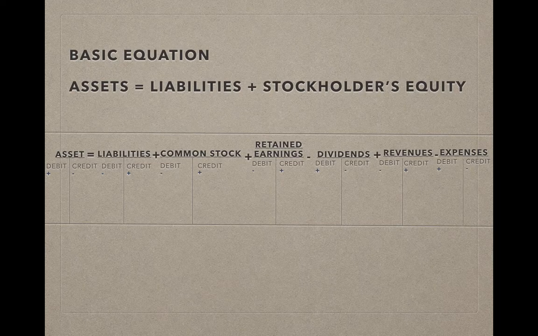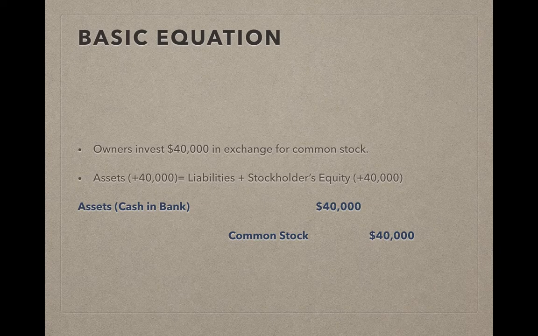Okay, let's see here. The basic equation. The first case is: owners invest 40,000 US dollars in exchange for common stock. There's an increase in assets and there's also an increase in equity.